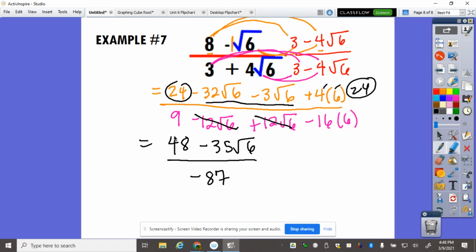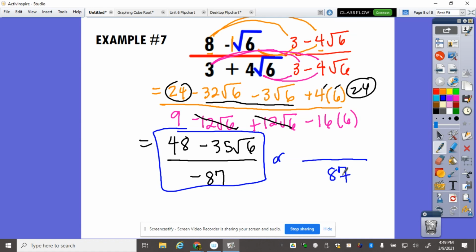And is there anything we can do with 48, 35, and 87? They're all divisible by 3 here. So 48 divided by 3 is going to be 16. Hold on, my bad. 35 is not divisible by 3, so therefore that's the answer already. Some teachers do not like to have a negative denominator, so what you need to do there is make the 87 positive and make the 48 negative, and the negative 35 positive, and that's the answer.